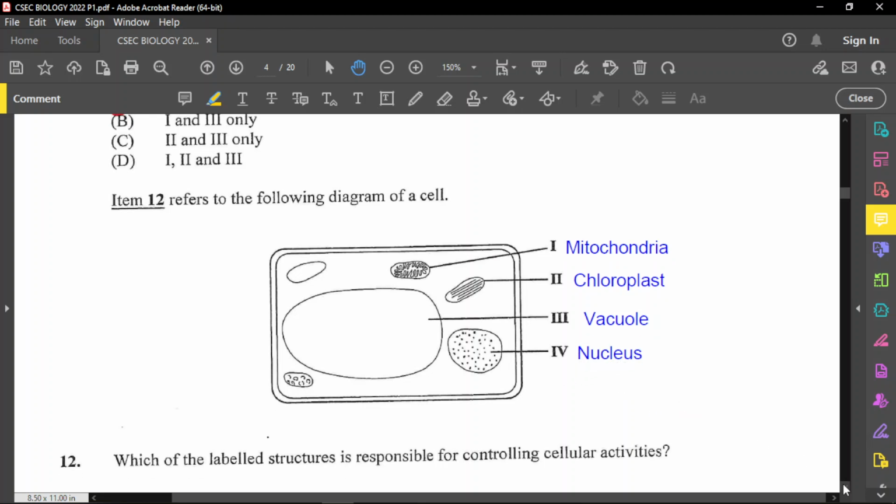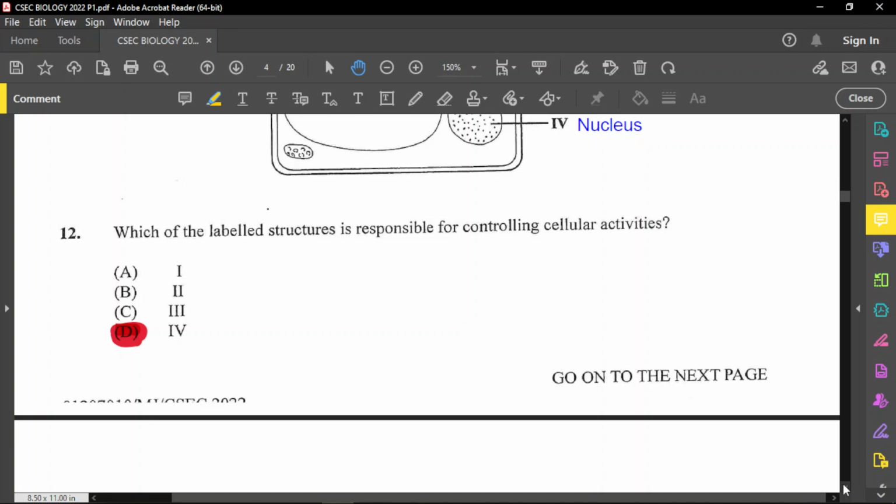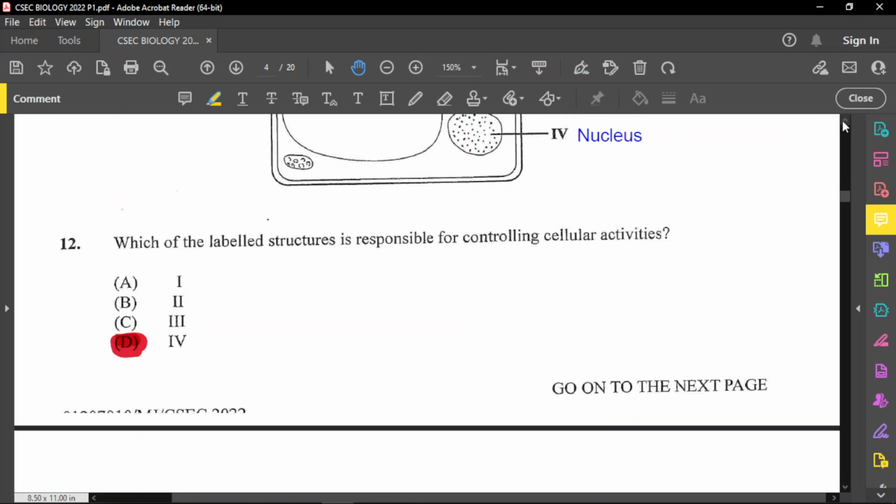All right, so anyway, what's very important is a question, and it said which of the labeled structure is responsible for controlling cellular activities, and it's the nucleus. And so the nucleus is structured for, as you see on the top of the page right here, right?